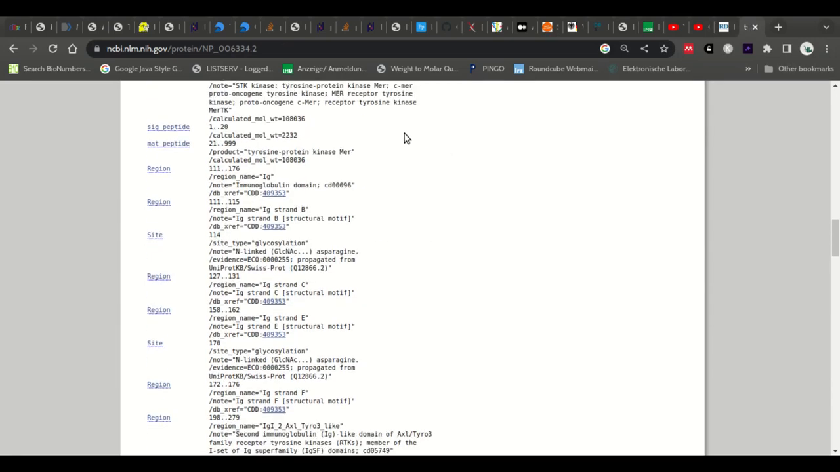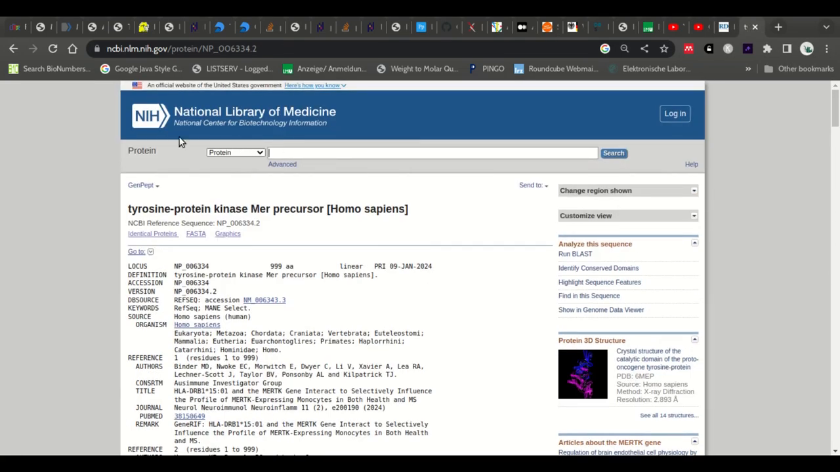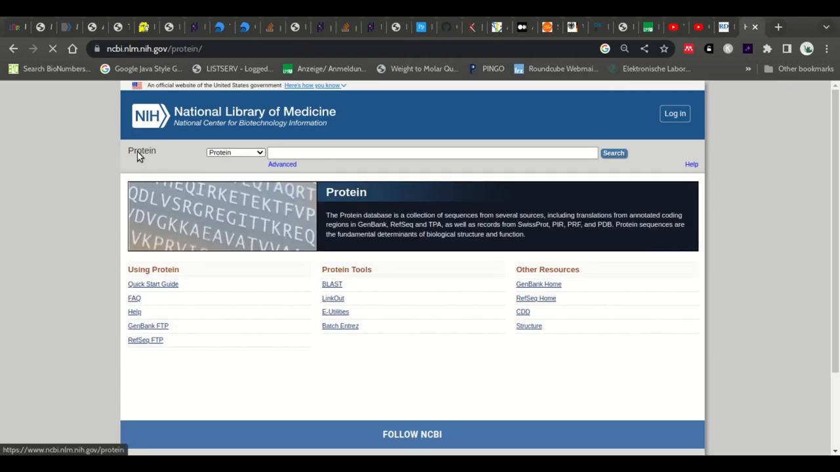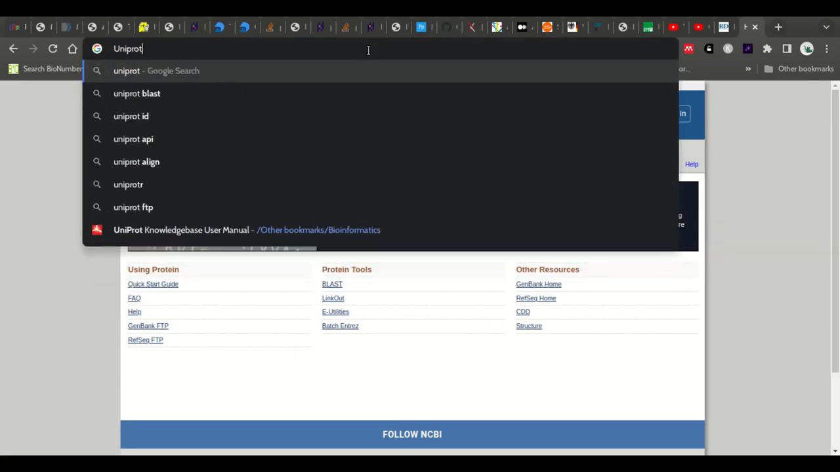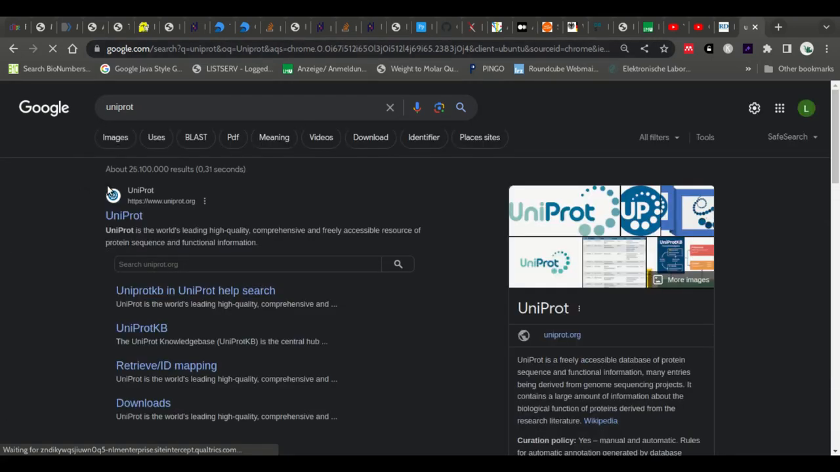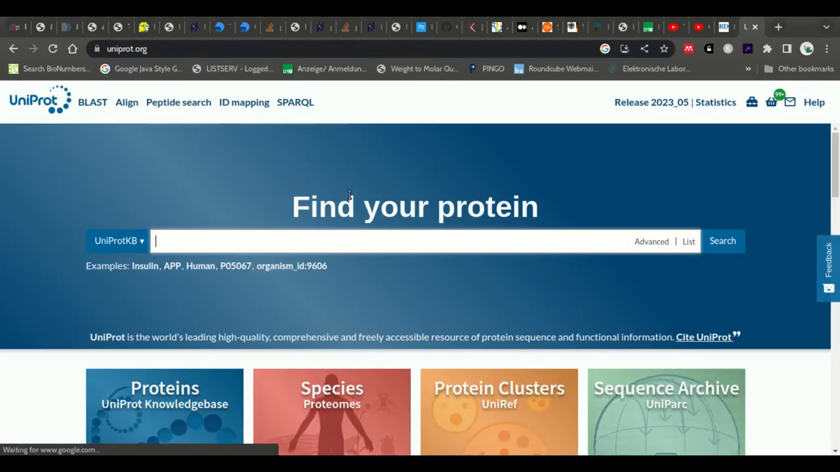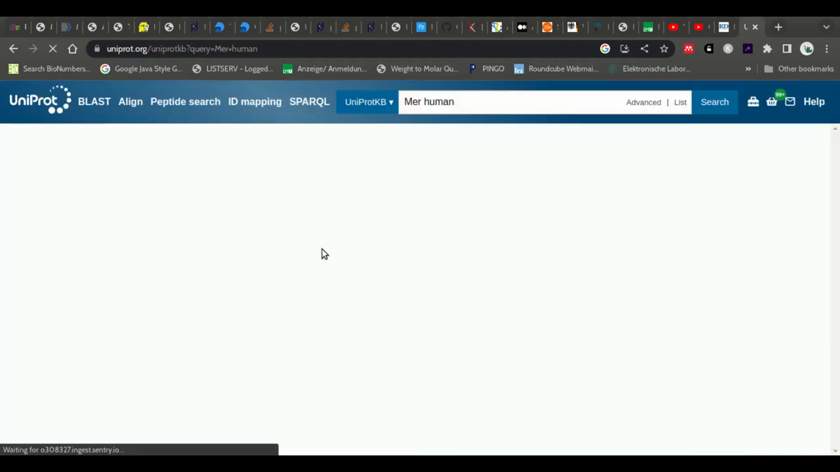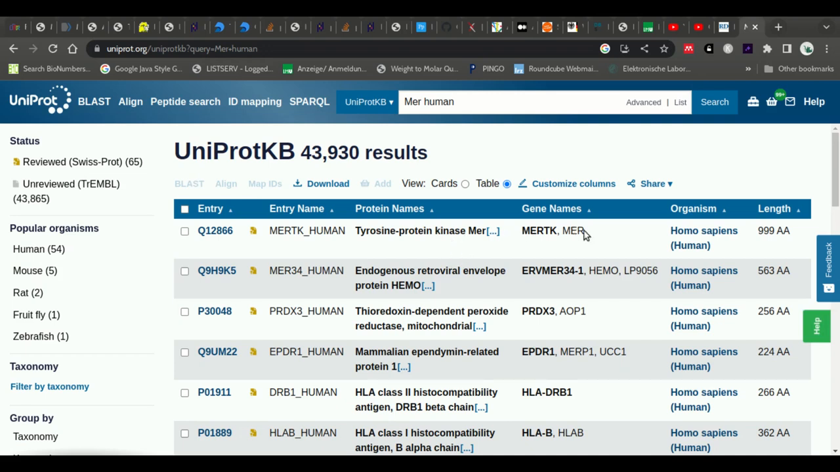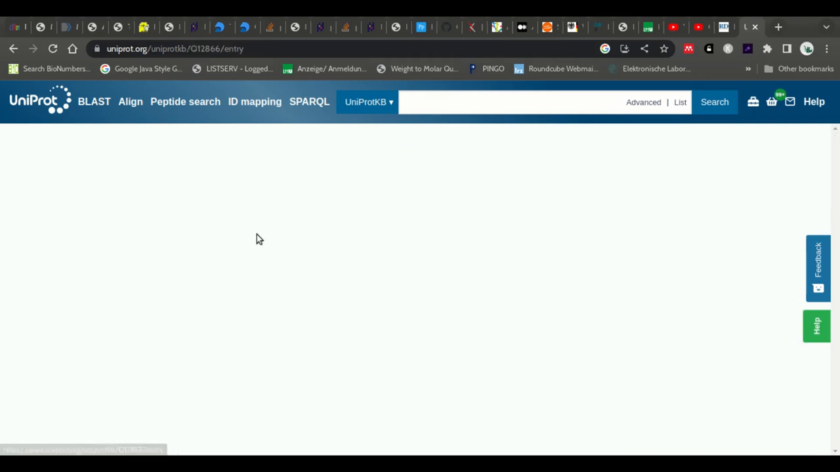There are two repositories, so if you do not know about repositories, there is the NCBI protein, which we could, let's go here. So this is the one, you can give the ID and then you get the sequence. The UniProt, which is the European version, kind of. And here you have the MER, human. And yeah, so here comes one, the link. The question is, is it reviewed?